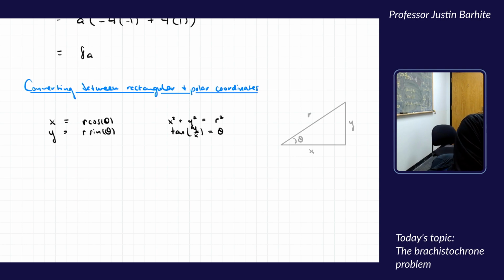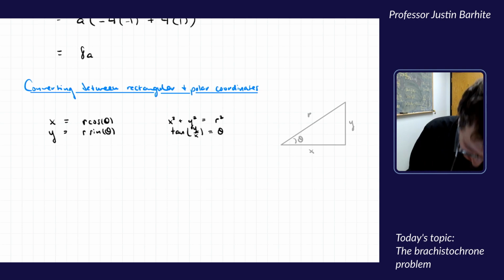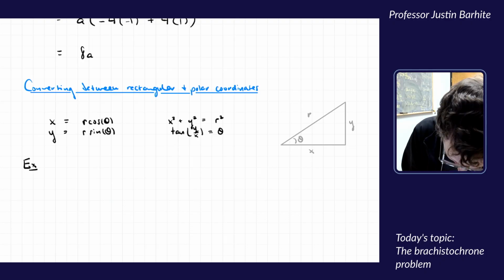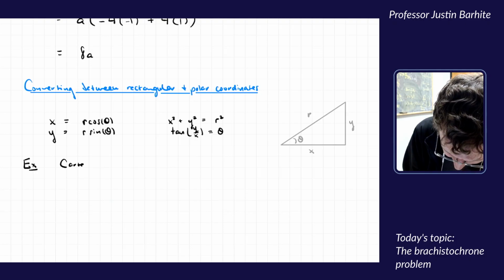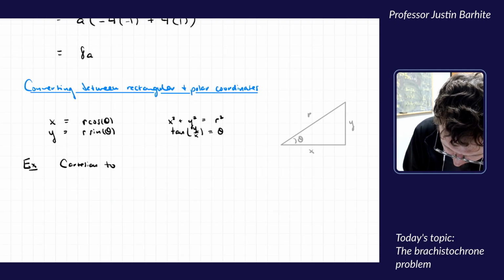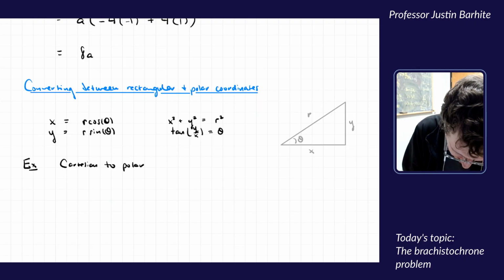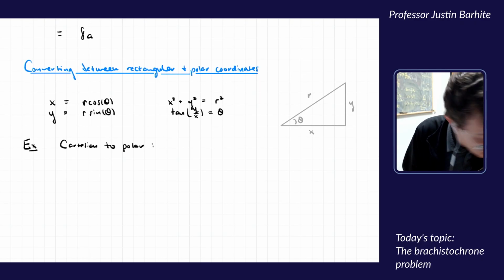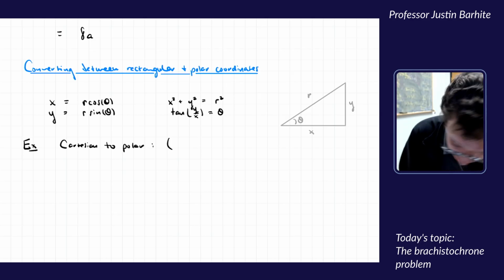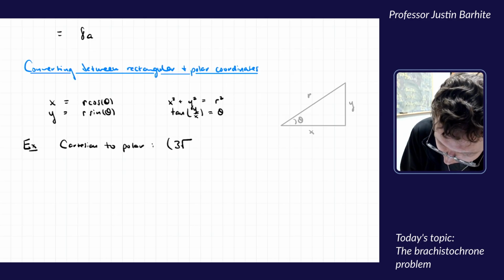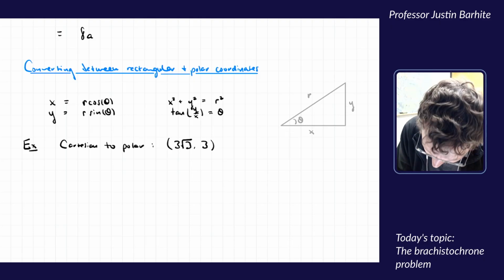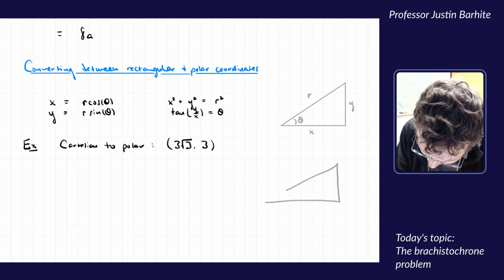So let me do some examples. So let's go Cartesian to polar. And let's do the point, let's say 3 root 3 comma 3. I might even draw a right triangle.